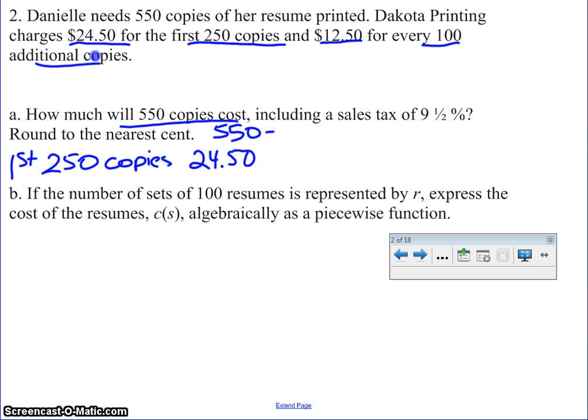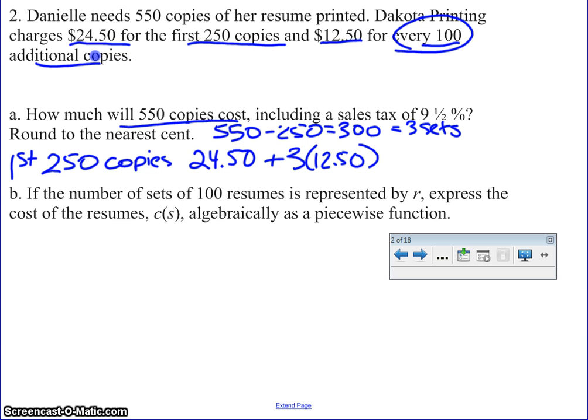So looking at that, we've now taken care of 250. We started with 550, we've taken care of 250, so we have 300 left. And it says each additional set, or additional 100, is $12.50 a piece. So I know that 300 equals 3 sets. So it's 3 sets times the $12.50. When I multiply that out, I get $24.50 plus 3 times $12.50, which is $37.50, for a total of $62.